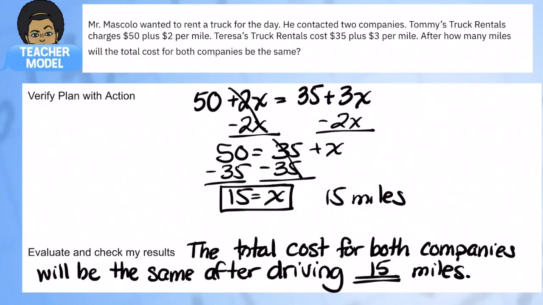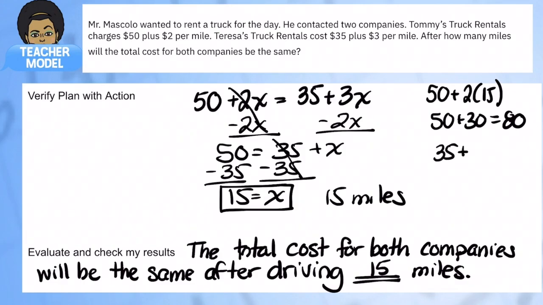And if I want to actually check that, I'm going to try with the first one first. So 50 plus 2 times 15. So that's 50 plus 30 equals 80, so it'll be $80 at 15 miles. And let's check the other one. 35 plus 3 times 15, or 35 plus 45, and that also gives us 80. So it has to be at exactly 15 miles.